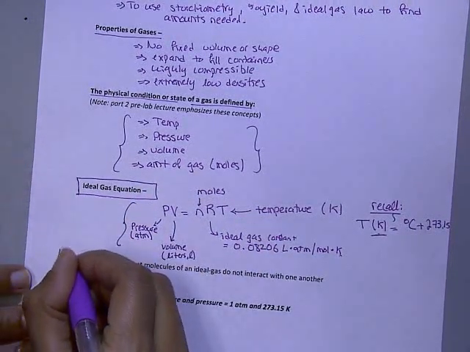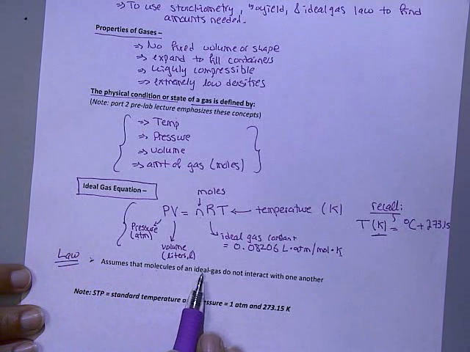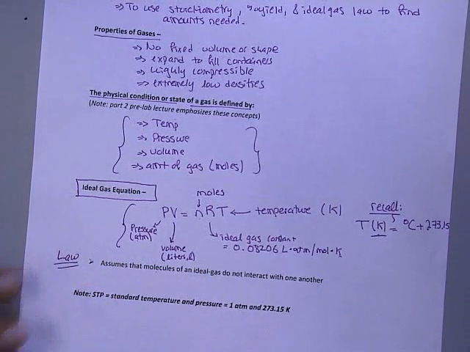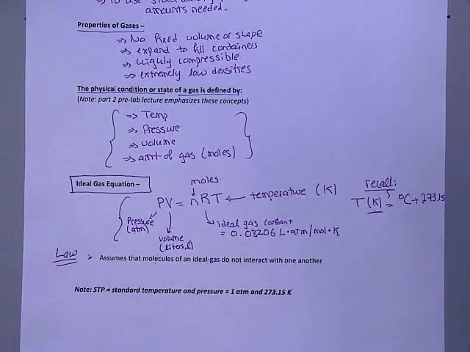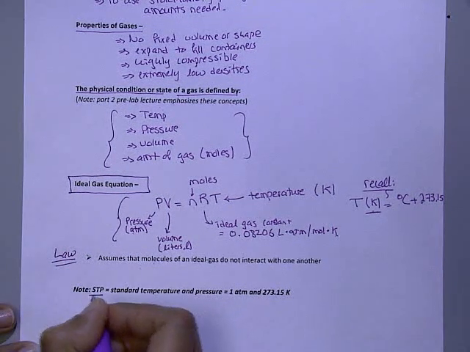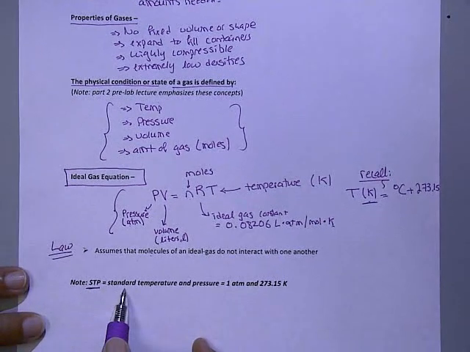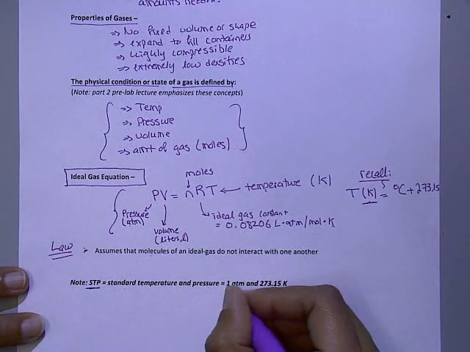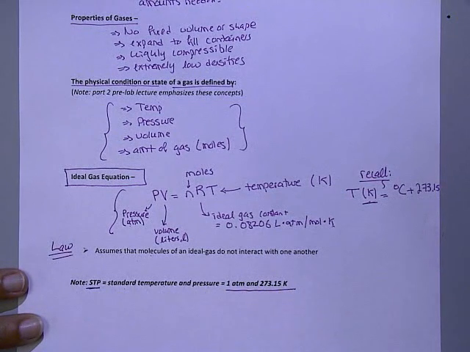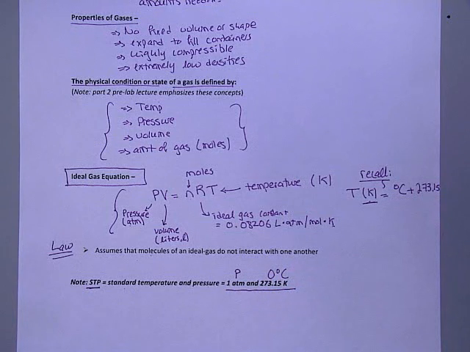Now, the ideal gas law basically assumes that molecules of an ideal gas do not interact with one another. So they don't see one another at all. Again, I'll go over that in heavy detail in lecture. One thing I want you to pay attention to is this nomenclature called STP. STP stands for standard temperature and pressure, and the value of STP is 1 atmosphere for pressure, and standard temperature is 273 Kelvin, which is equivalent to about 0 degrees Celsius.